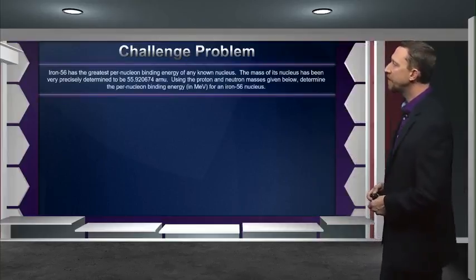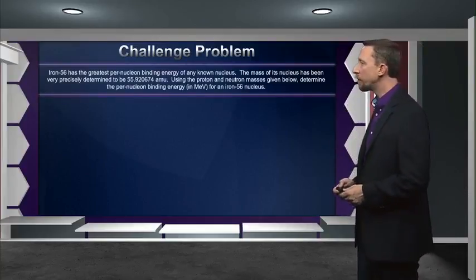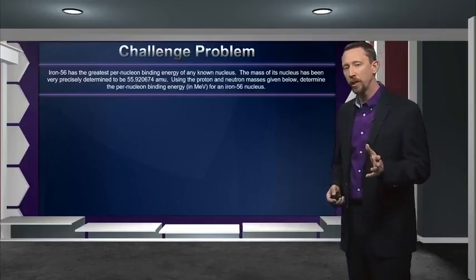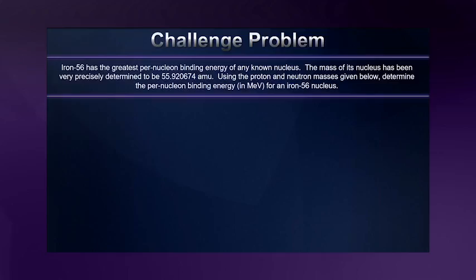Iron 56 is the most common isotope of iron and has the greatest nuclear binding energy of any element. Now, the mass of this nucleus has been very precisely determined to be 55.920674 atomic mass units. So, using proton and neutron masses that I'm about to give you, try to determine the per nucleon binding energy in mega electron volts for an iron 56 nucleus.